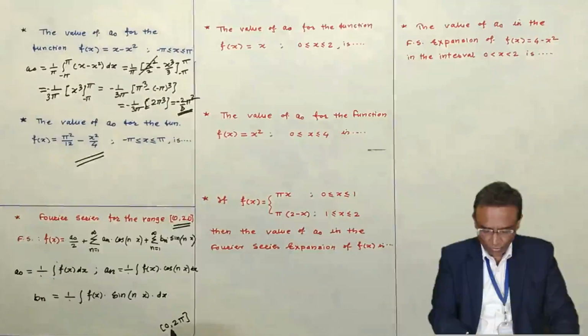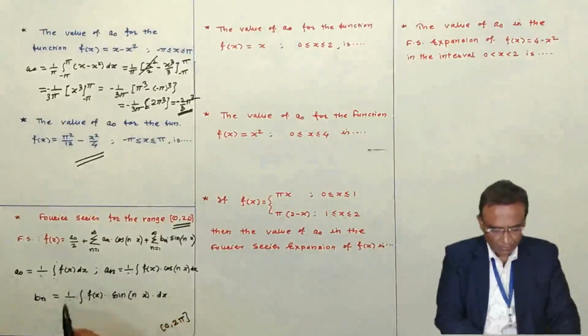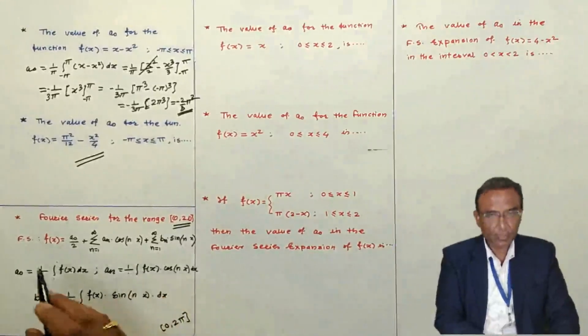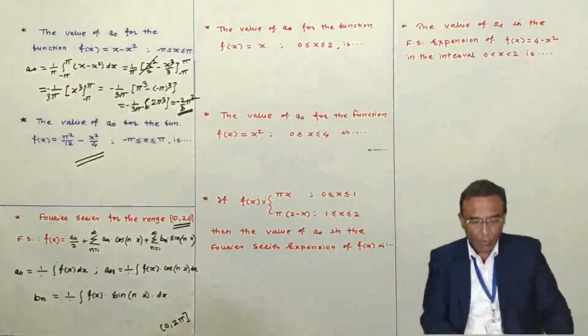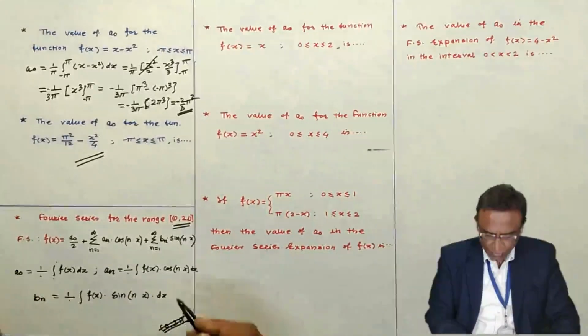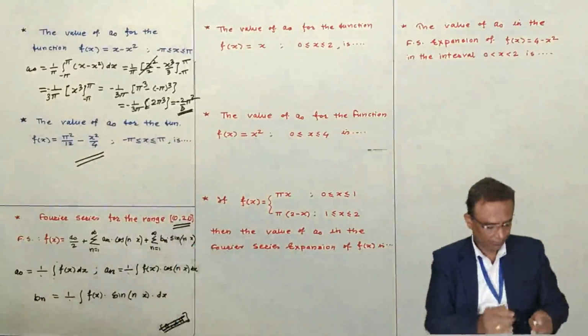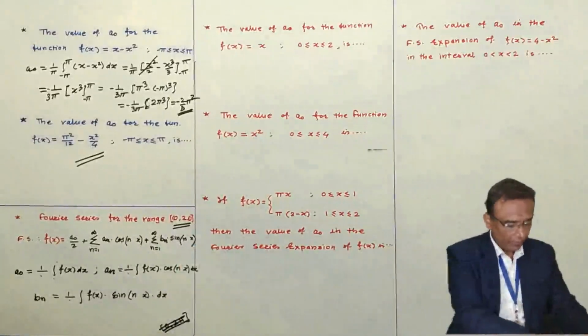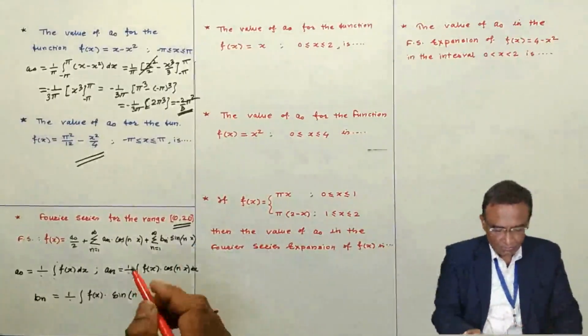Fourier series formula for 0 to 2 pi. Here 1 by pi, 1 by pi, 1 by pi, 0 to 2 pi. Okay, earlier we have done. But I want to write the Fourier series formula for 0 to 2L. So these changes we have to make.